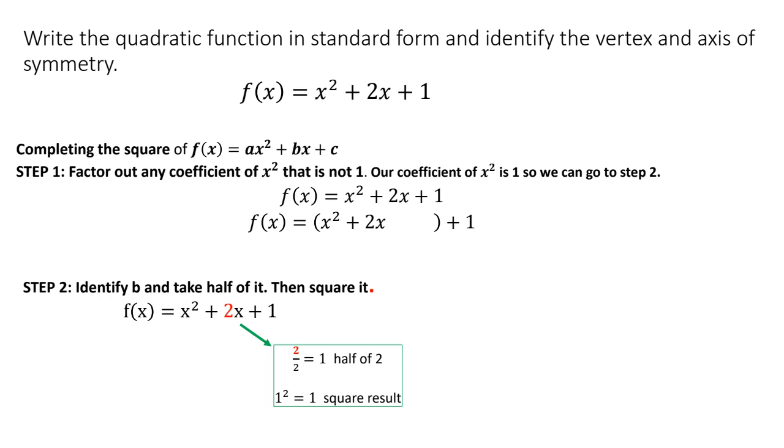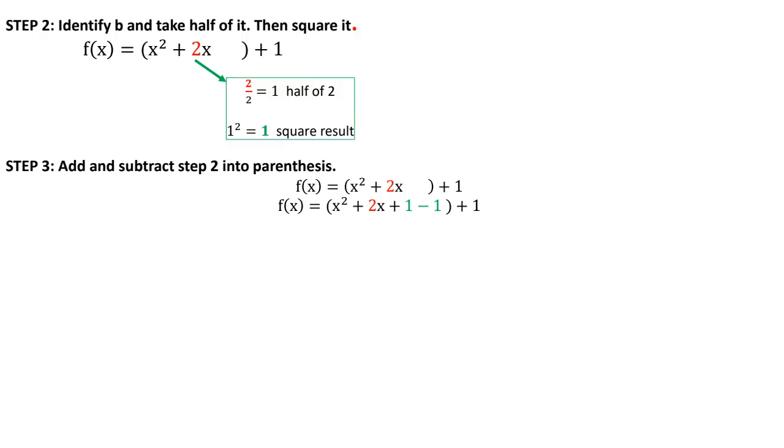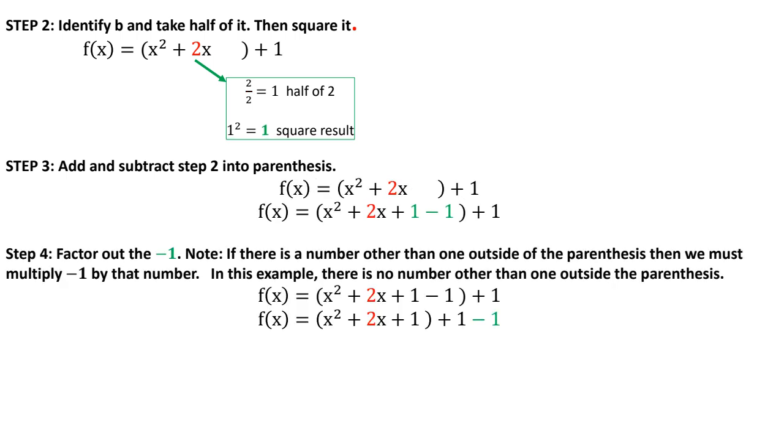I'm going to take half of b, or in this case is 2. 2 divided by 2 is 1. Okay. Square 1, that's 1. So I'm going to add 1 minus 1 because I can't unbalance that equation. I'm going to take this negative 1 outside the parentheses. There's nothing for me to give it back because I didn't factor out anything. So it just becomes a minus 1 outside. Okay, so I'm left with x squared plus 2x plus 1 inside the parentheses.